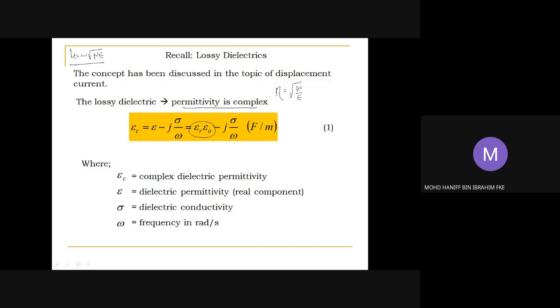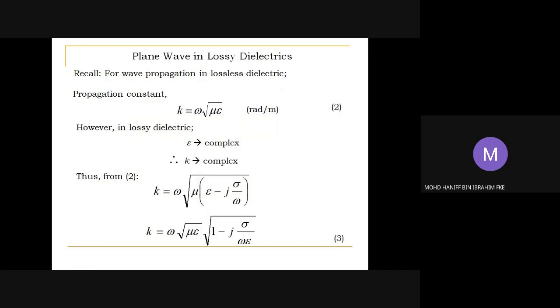So you can see that the effect of epsilon will very much affect the value of the phase constant and also the value of the impedance. We're going to see later in this lecture what the effect on K and the effect on the intrinsic impedance, the eta parameter, will be when we have the medium as a lossy dielectric. Okay, so this is the case.